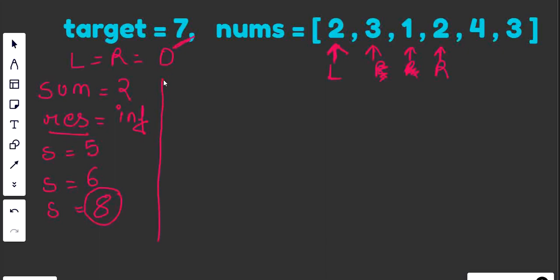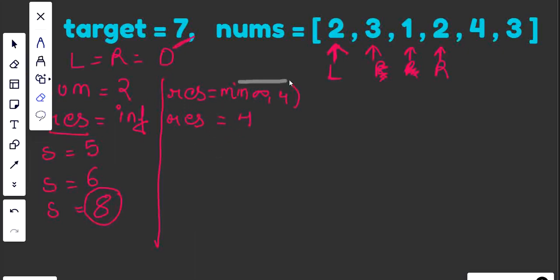At this place our resultant length will be the minimum of the previous value, that is infinity, and the current value. What is the current value? The current value is right minus left plus 1. This will be the window size. So the window size is 4, so the resultant will become 4, right? Let me just clear this.